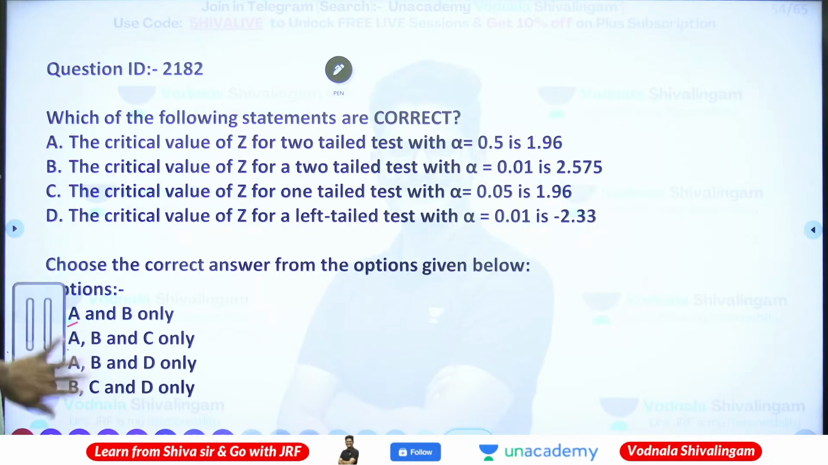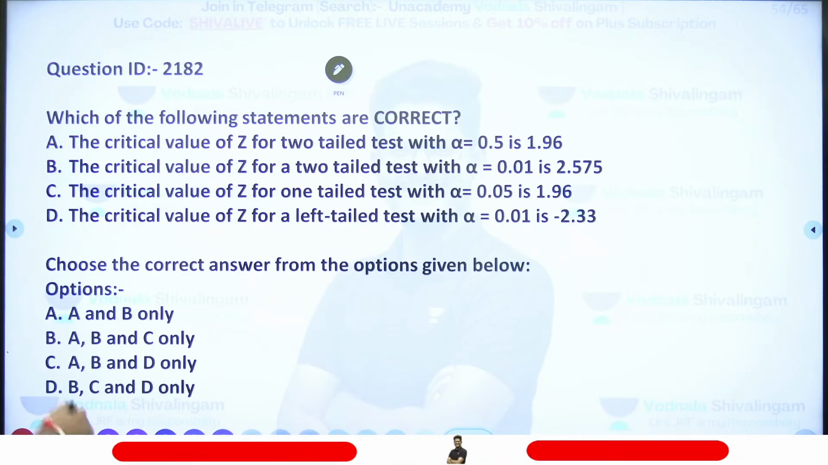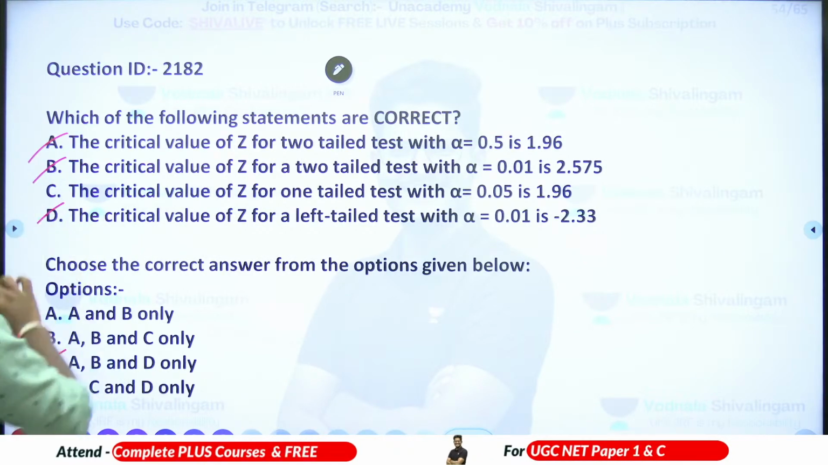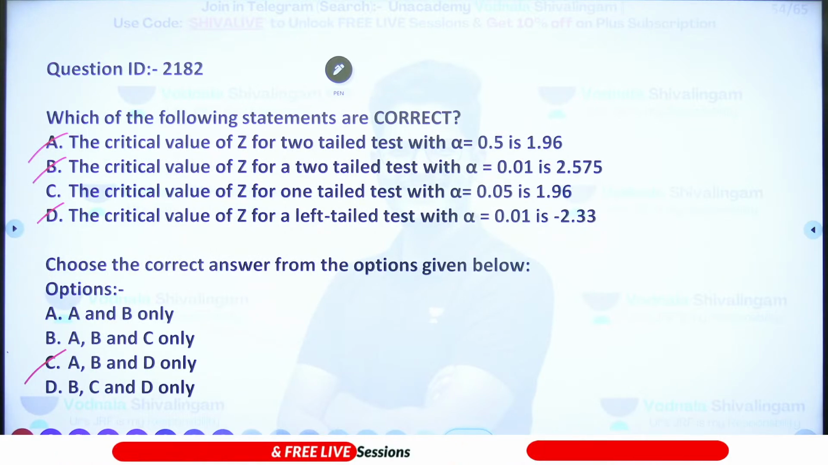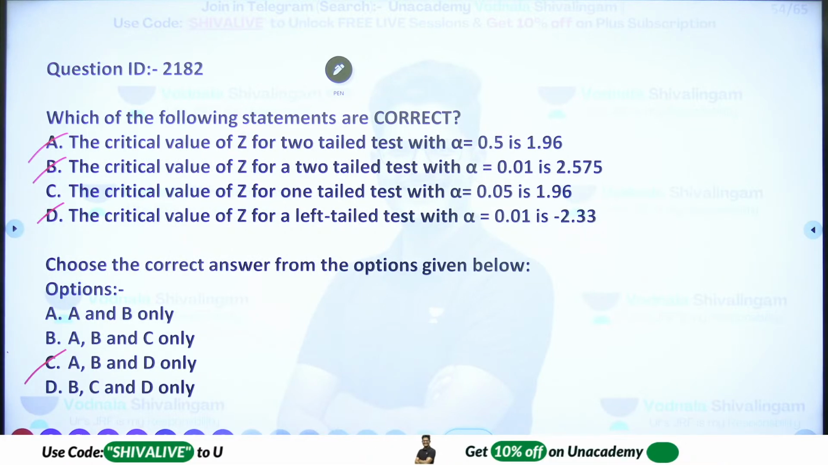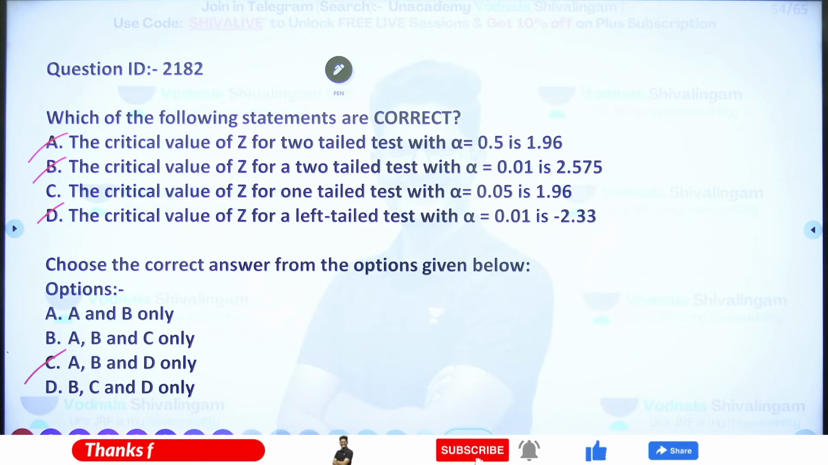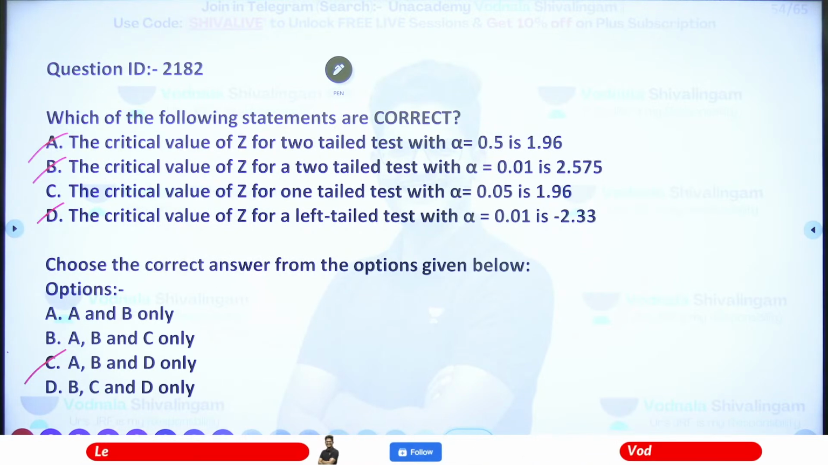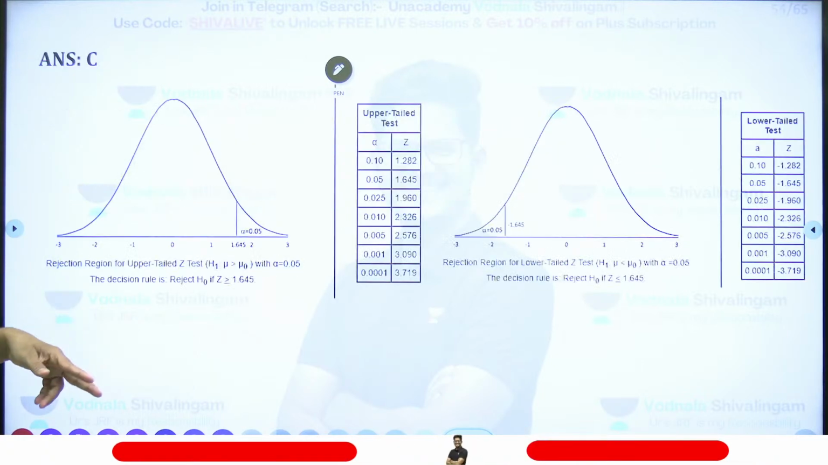So the answer for this question is C. A, B, D: the critical value of Z for a two-tailed test with alpha 0.05 is 1.96, and for a two-tailed test with alpha 0.01 it is 2.575, and Z for a left-tailed test at 0.01 is minus 2.33. A, B, D are given as correct statements, and the remaining one, C, is the wrong statement.